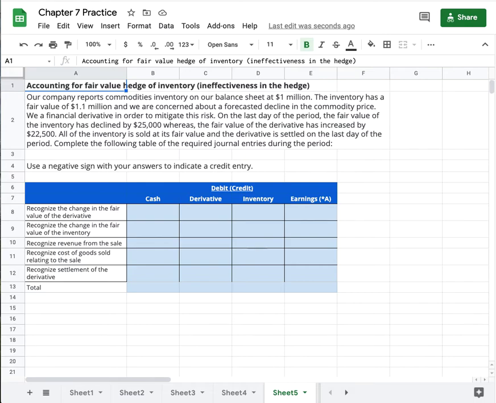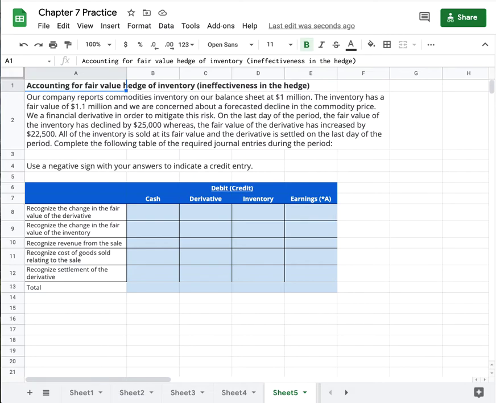On the last day of the period, the fair value of the inventory has declined by $25,000, whereas the fair value of the derivative has increased by $22,500. All of the inventory is sold at its fair value, and the derivative is settled on the last day of the period. Complete the following table of the required journal entries during the period. Use a negative sign with your answers to indicate a credit entry.